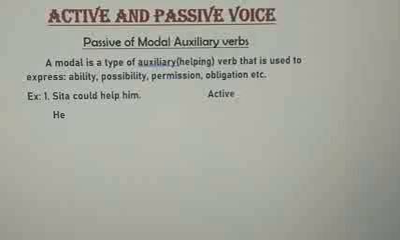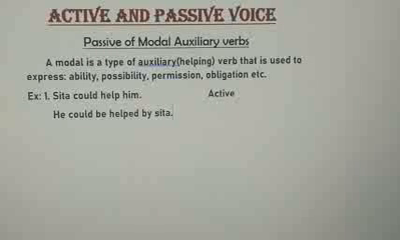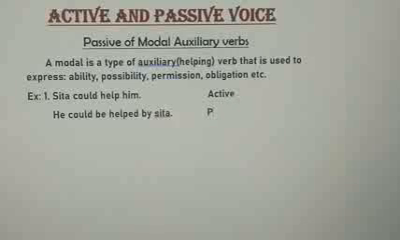He could be helped by Sita. Dear children, I have already told you how we can convert sentences into passive voice, and I have already discussed its basic rules as well: in the passive form we need to put the third form of verb, and we need to place the object and doer in their proper places. So here I'm just giving you the theory of how we can convert modal auxiliary verbs into passive voice. This sentence, he could be helped by Sita, my dear student, is in passive form.